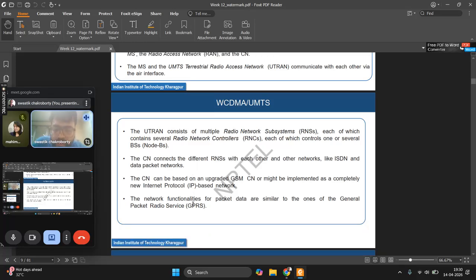Okay, now the core network is basically the backhaul. It's not the wireless communication part. That part is mostly optical or wired communication. So that is the backhaul. The core network connects the different RNSs with each other and with other networks like ISDN and data packet networks.